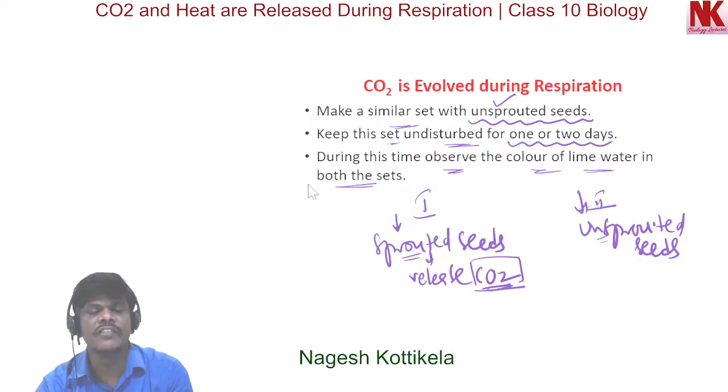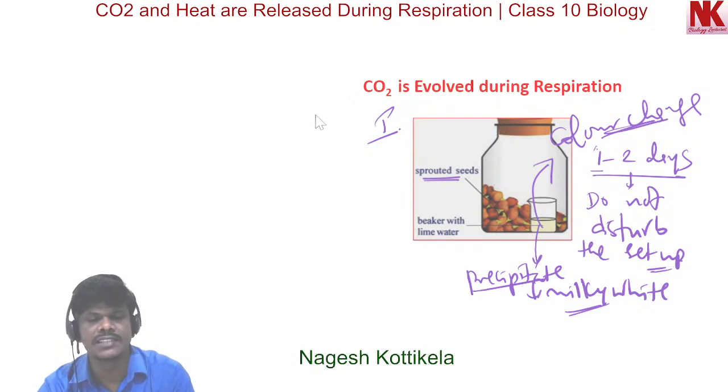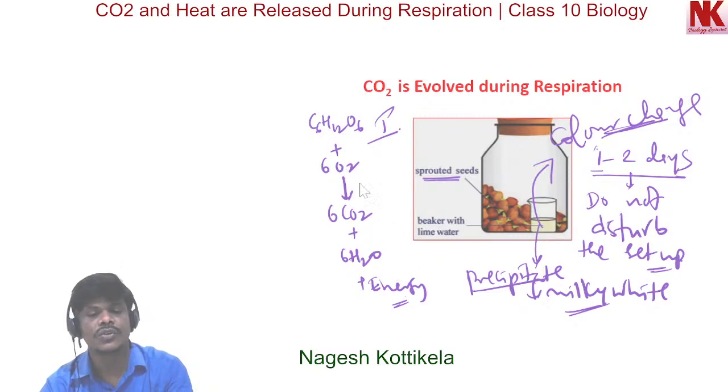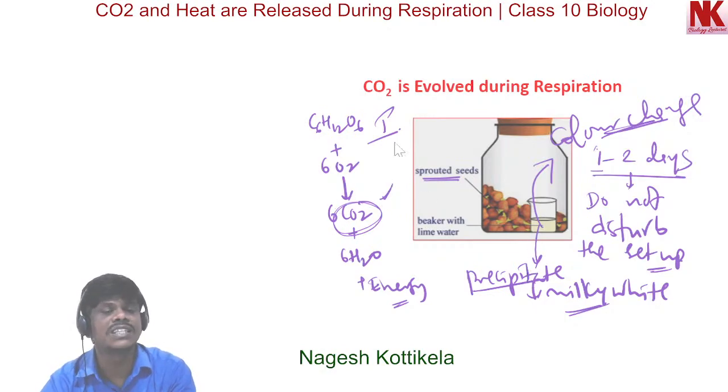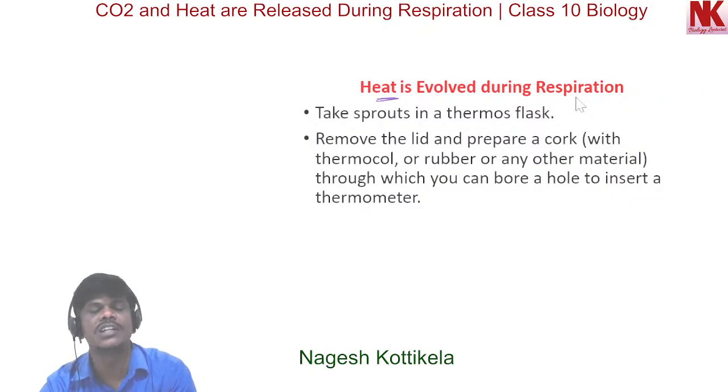So here if we check the chemical equation, glucose is oxidized: C6H12O6 plus 6O2 gives 6 CO2 plus 6 H2O plus energy, that is heat energy. So this is the chemical equation. So what is happening here? Carbon dioxide is released, and that carbon dioxide reacts with lime water to form a milky white precipitate. So this is about the activity, carbon dioxide is released during respiration. And one more, you can see the energy is also released during this process. And let's check one more activity, that is, heat is evolved during respiration.